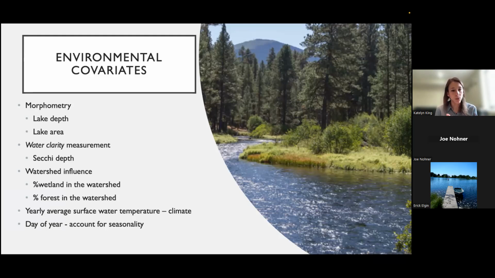Some natural watershed influences, so percent of wetland within the watershed or the percent of forest within the watershed of a specific lake. And then for our climate variables, we had yearly averages of surface water temperature. And then to account for potential effects of the season or maybe biases depending on when the samples were taken, we included the day of the year that the sampling occurred.